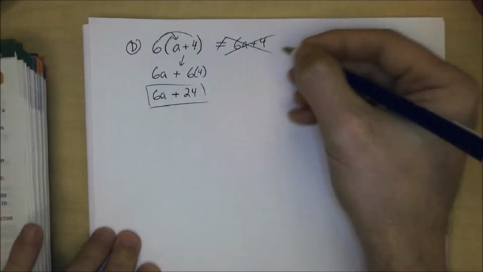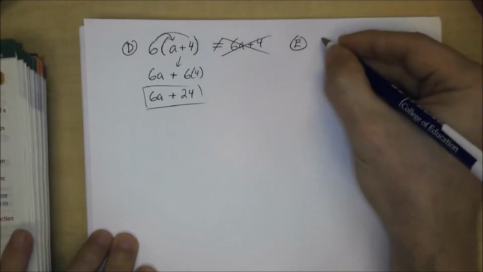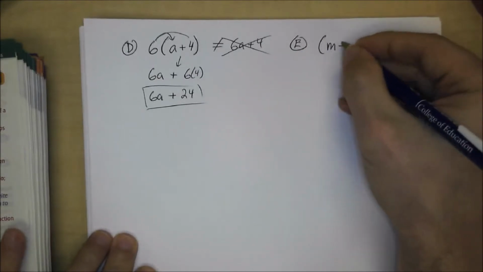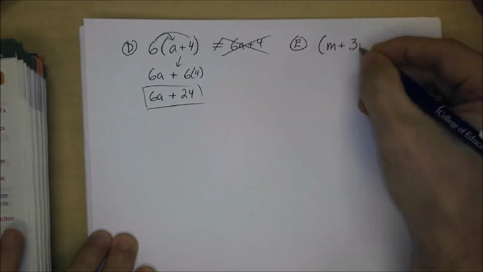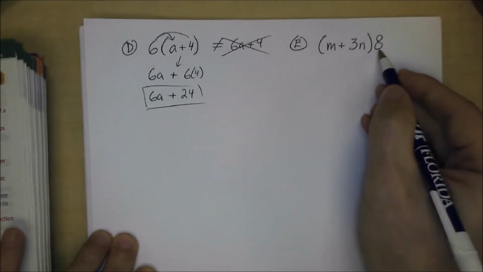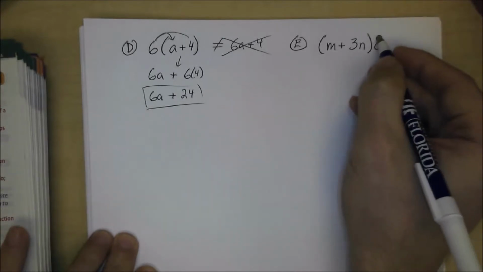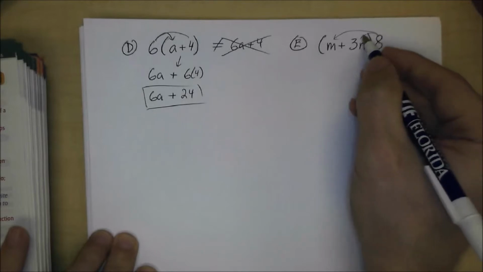Let's take a look at letter E. Letter E, we have the quantity M plus 3N times 8. Man, look at how tricky that is. The 8's on the right side. Still do it the same way, it doesn't matter. 8 times that, 8 times that.